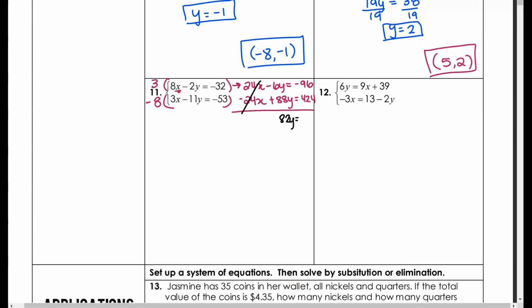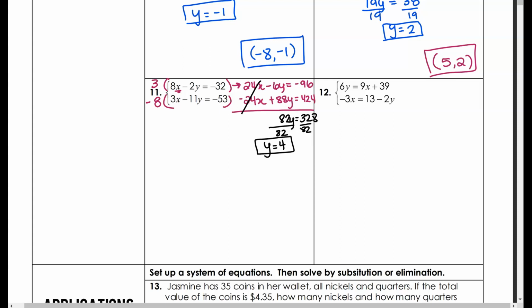And then 424 minus 96 is going to give me 328. So let's go ahead and divide both of these by 82. So I end up with y equals 4.